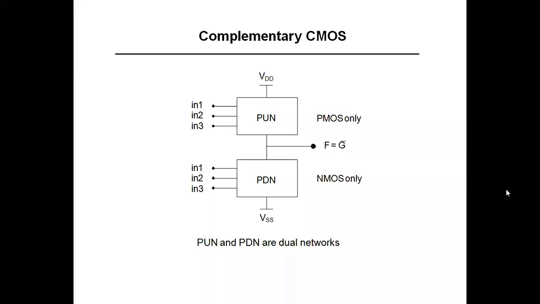So what we did, we combined PMOS as a pull-up network and NMOS as a pull-down network, so that the drawback of each other can be compensated. As a result, we are getting strong logic 1 from the PMOS and strong logic 0 from the NMOS, and that forms the CMOS. The pull-up network, that is PUN, and the pull-down network are dual networks, right?